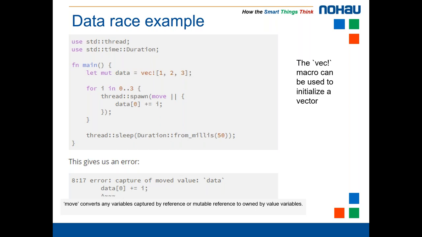However, this is an example of what will not work. So in the for loop, we are reading the first item of the vector, and we want to increment it with i. And Rust will not allow this to compile because of the error message. You can see the mut value data.